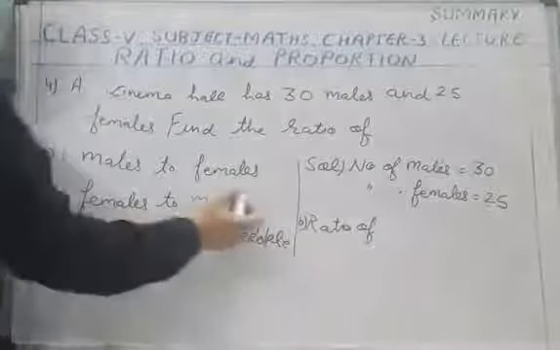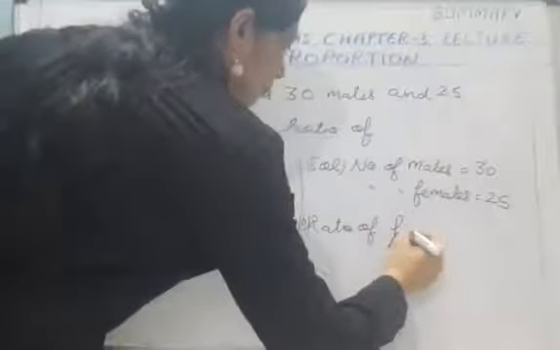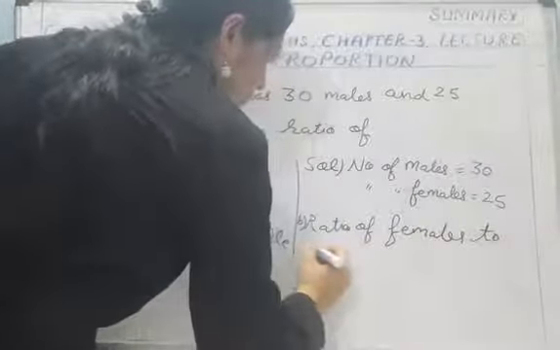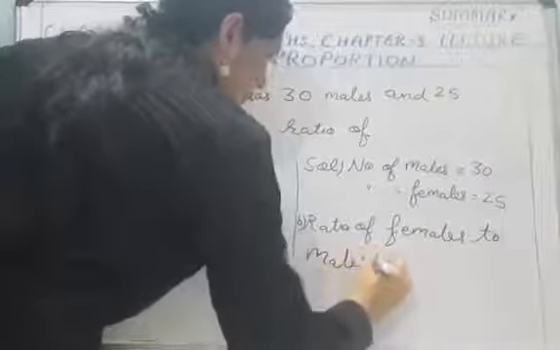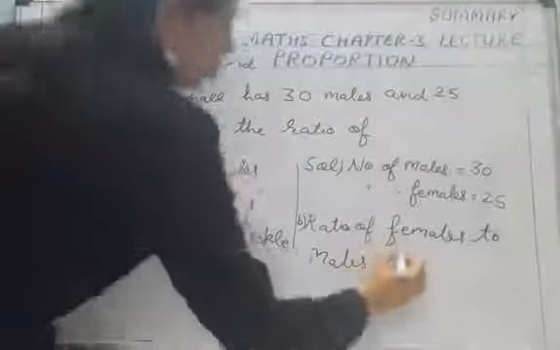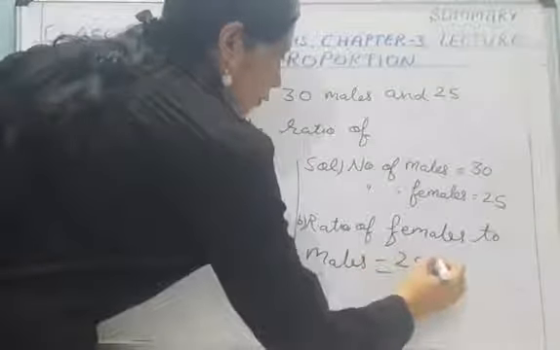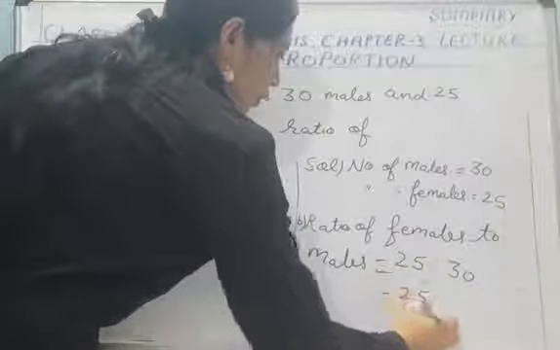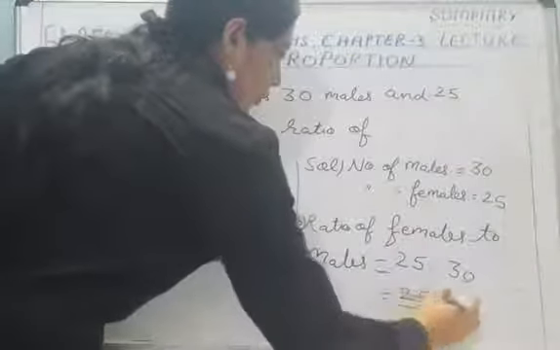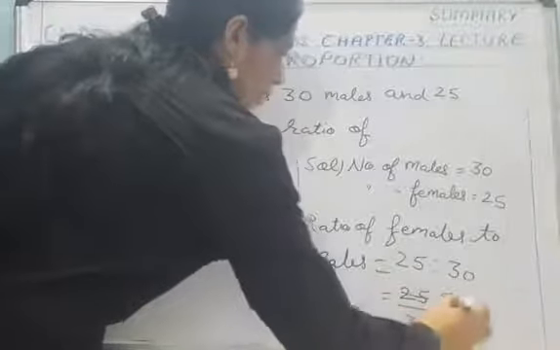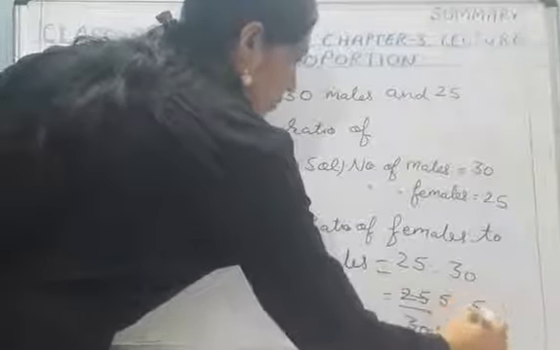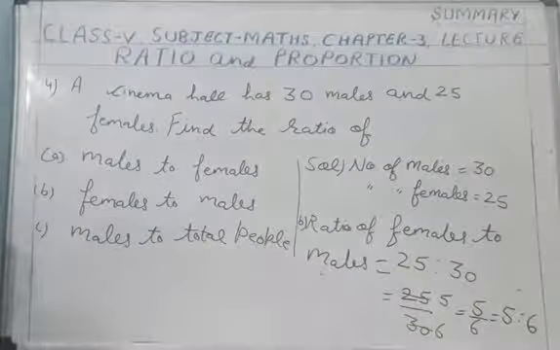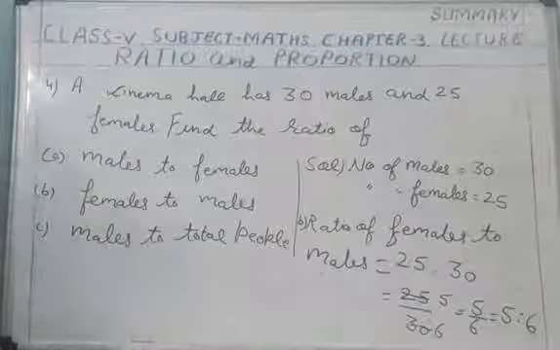Ratio of females to males. Females to males is equal to 25 ratio 30. So 25 upon 30. 5 5s are 25. 5 6s are 30. It will become 5 upon 6. 5 ratio 6 is your answer. Right?